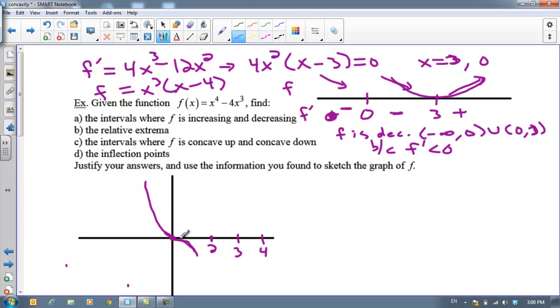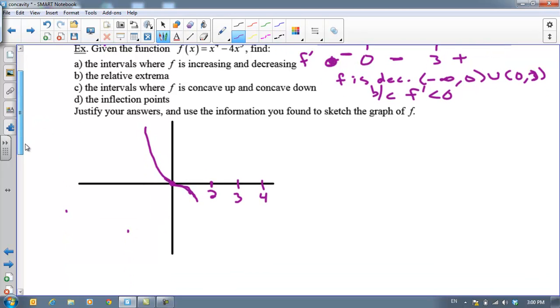And then at 2, I'm going to change my concavity again. Let me pull this down. So I was concave up from 2 to infinity. I was only concave down from 0 to 2. See if I can do that there. This is not very good. I'm going to change it to concave up. I have a minimum at 3 and then a 0 back here at 4.